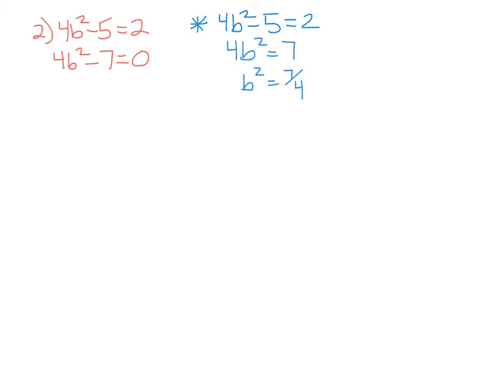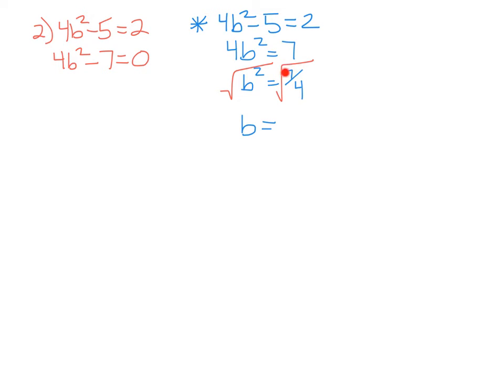And here's the new step. The opposite of squaring, just like here, the opposite of subtraction we added. The opposite of multiply is divide. The opposite of squaring is take the square root. So that's new. And the square root of b squared is actually just b, because b times b gives you b squared.